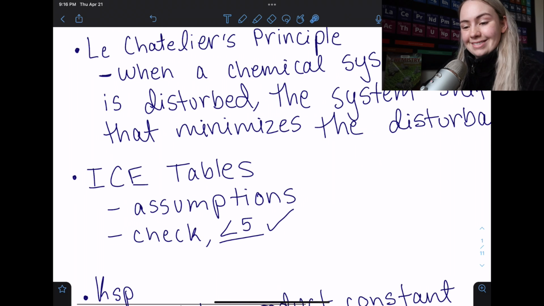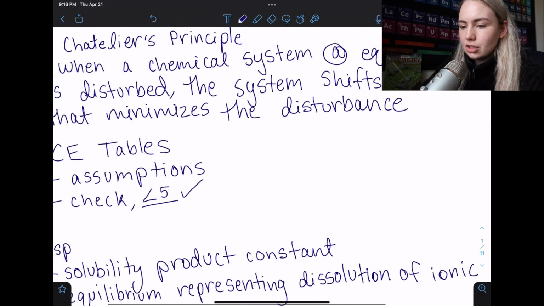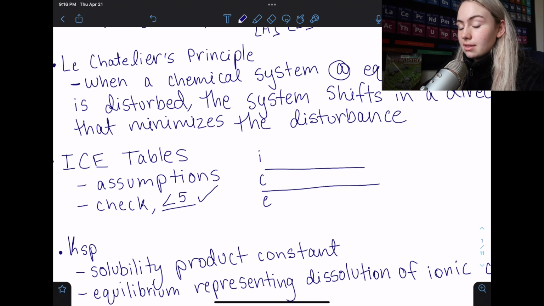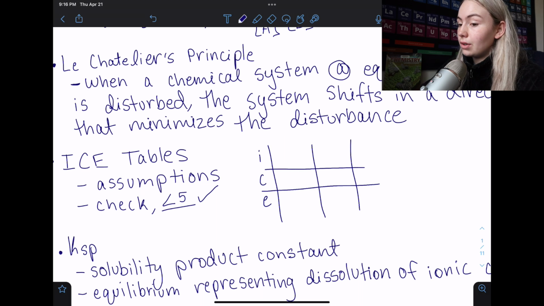Onto the ice tables. Ice tables usually consist of a chemical reaction and a 3-row table below that reaction. Ice stands for the 3 rows: initial, change, and equilibrium. Recall that solids, pure liquids, catalysts, and noble gases do not affect equilibrium.